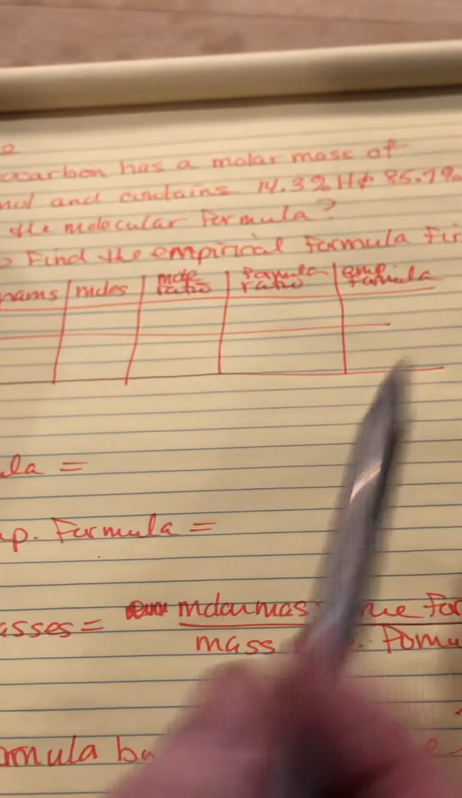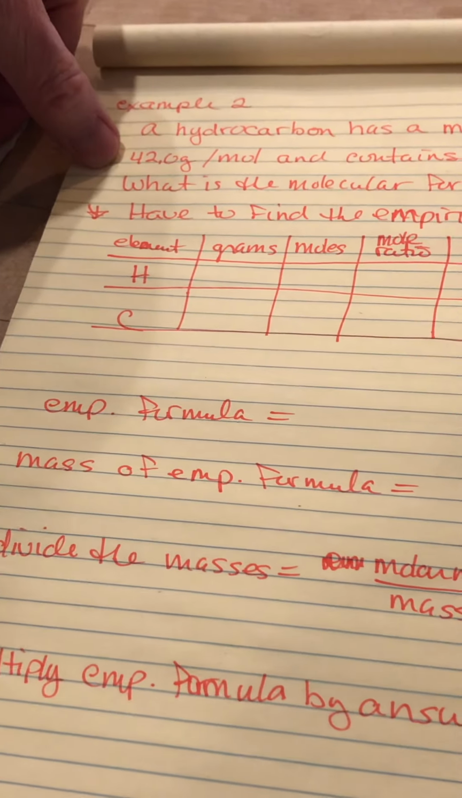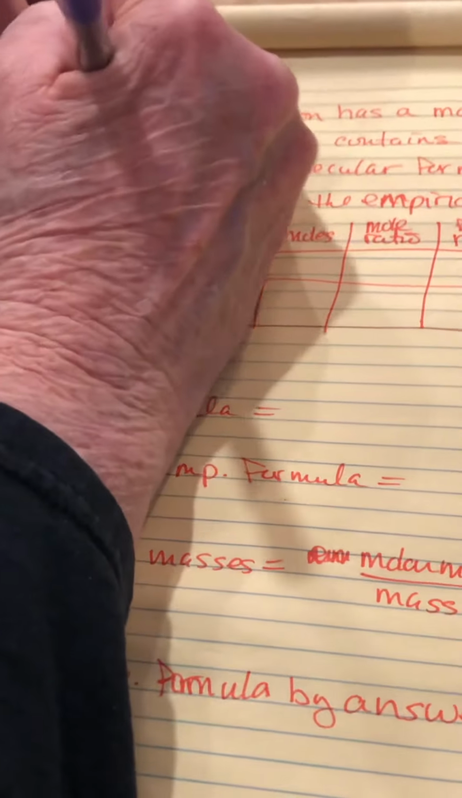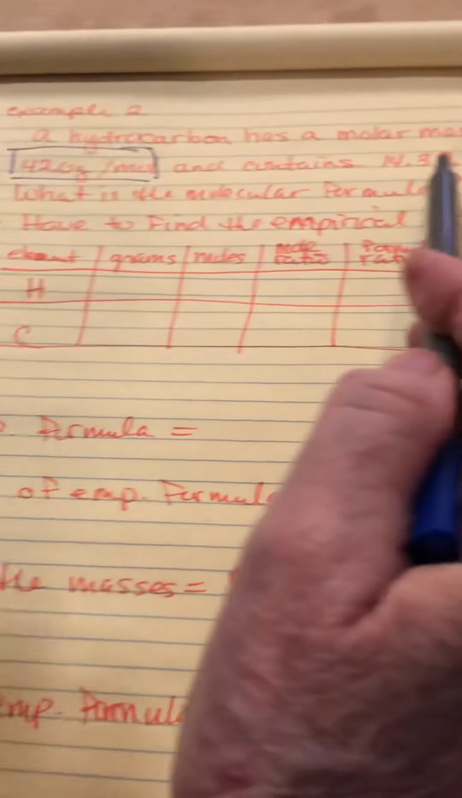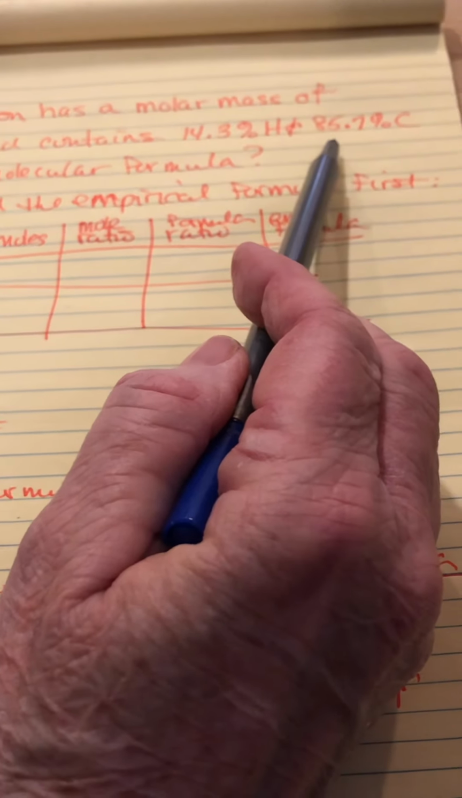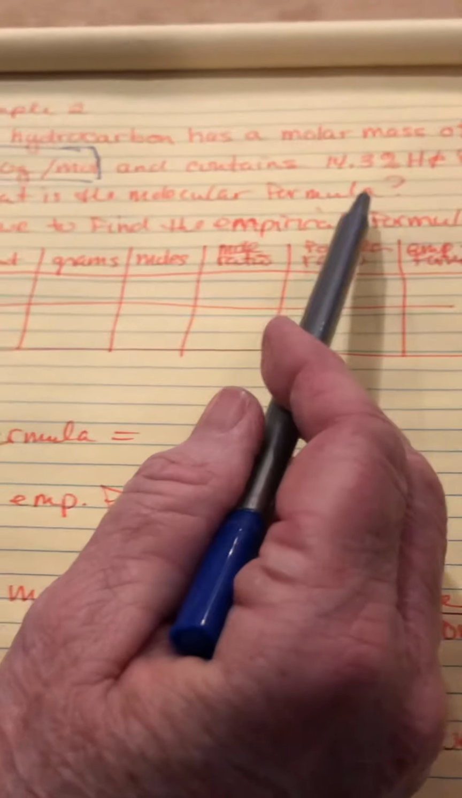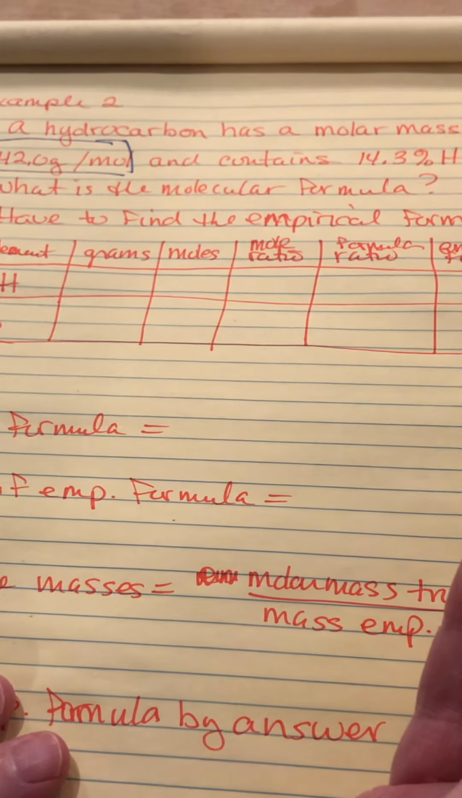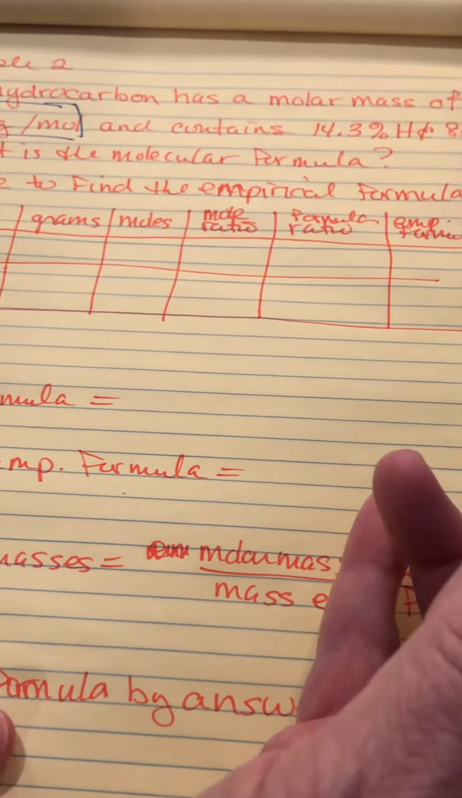So don't let it bother you. And the hydrocarbon has a molar mass of 42 grams per mole. I told you that would be given, and it is. And you have a percent composition here. It's 14.3% hydrogen and 85.7% carbon. And I need to find the molecular formula. So what's the first thing you need to do? You have to find the empirical formula.